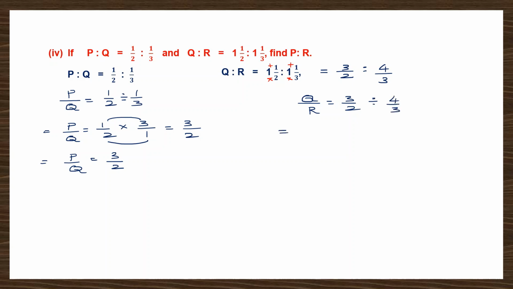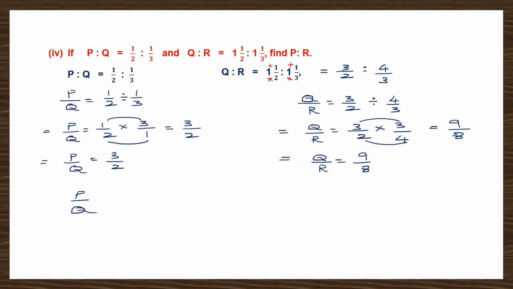So this is equal to Q by R, which is equal to 3 by 2. Division changes to multiplication. Reciprocal is 3 by 4. Now multiply the numerators. 3 3s are 9 and the denominators 2 4s are 8. So now we have the value of Q by R also in simpler terms, not as fractions, but 9 by 8. So now we have the simpler terms. Now let's work out P by Q.